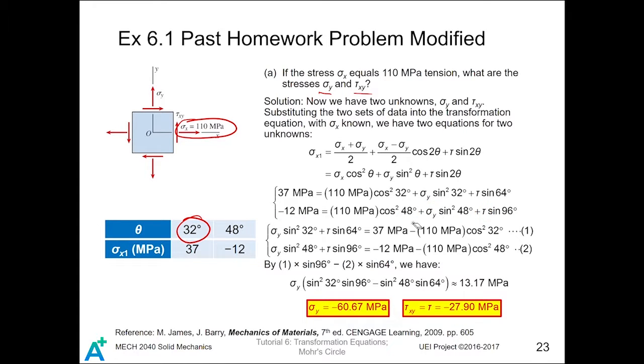With this information, you can rewrite the system to solve for tau and sigma y. It is a lot of numerical operation work, but I think you can handle it. The answers are sigma y equals minus 60.67 MPa, while the shear stress is given by minus 27.9 MPa.